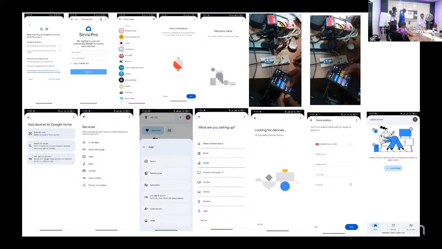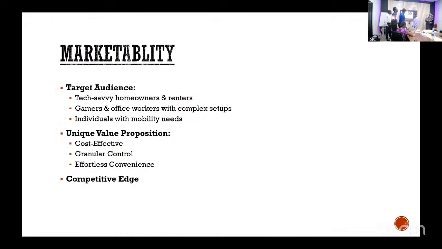So I'm going to go to the marketability and scalability. The AI optimizing level system.